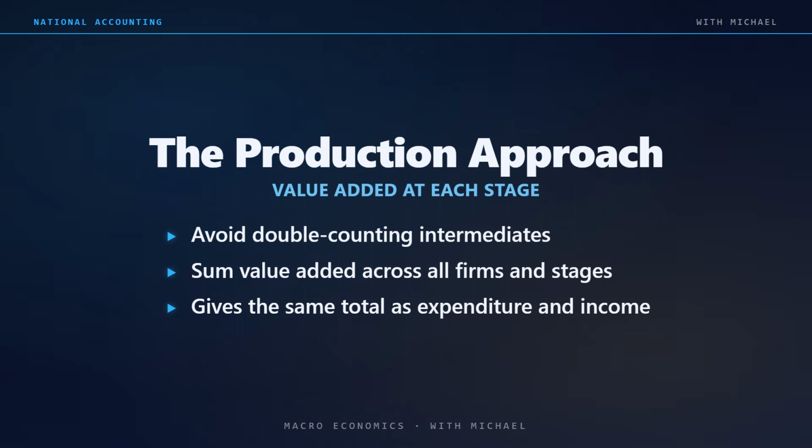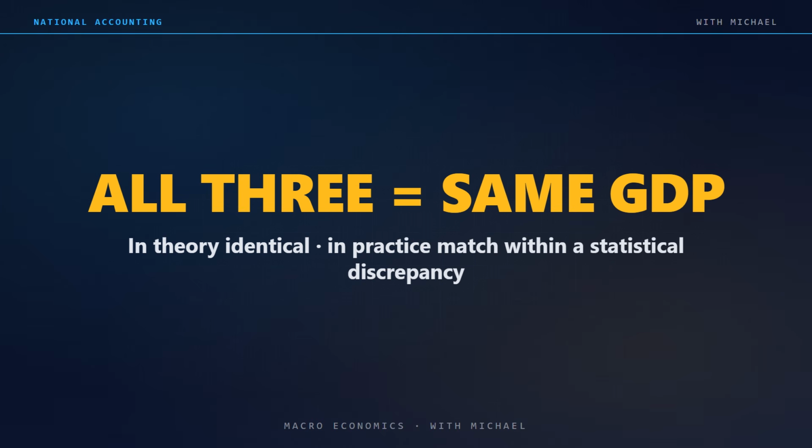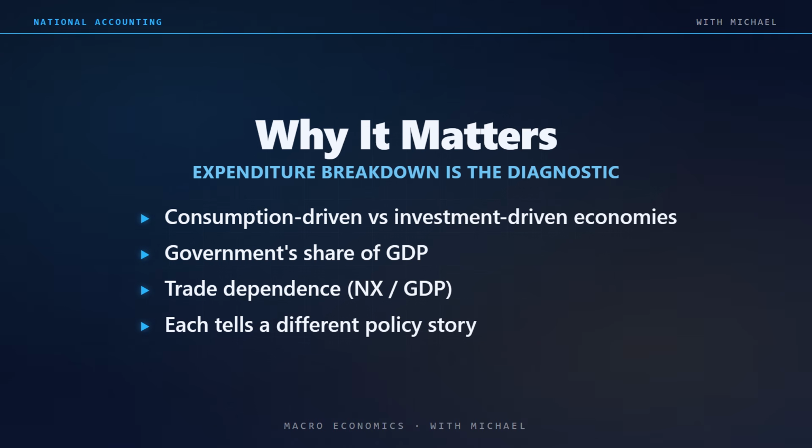And the production approach sums up value added at each stage of the supply chain. The 3 numbers must match by construction. Differences in practice arise from measurement errors, statistical discrepancies, and timing, but in theory, they are identical. The expenditure approach gives us the most useful diagnostic. We can see how much of GDP comes from consumption, how much from investment, how much from government, how much from net trade.